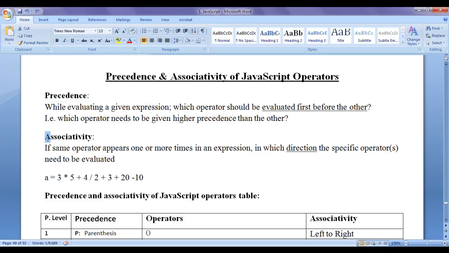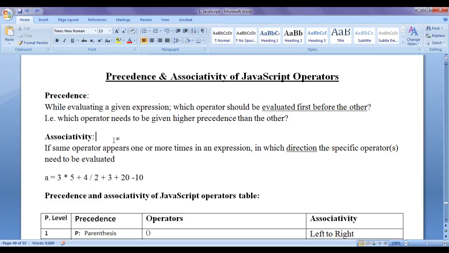What is precedence? What is associativity? Precedence: while evaluating a given expression, which operator should be evaluated first before the other? That is, which operator needs to be given higher precedence than the other? For example, in this given expression, which operator should be evaluated first is determined by precedence. Whether the multiplication operator should be evaluated first before the others, or the division operator, or the equal to operator, which one is going to be evaluated next, that is determined by the precedence.